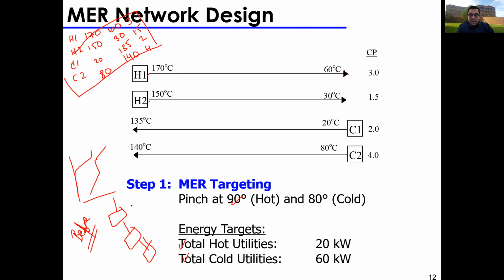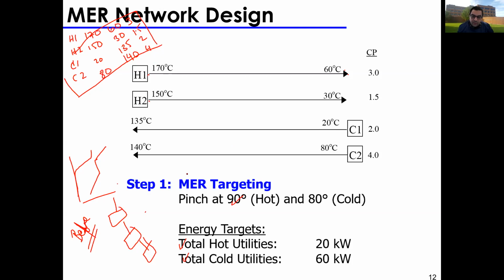And from this step, you have your energy targets and your pinch point. And once you have this information, now we're going to build our network. The first step in building the network is just graphically drawing your lines. Step one is MER targeting, so step one really is getting this information, and then we're going to draw this.